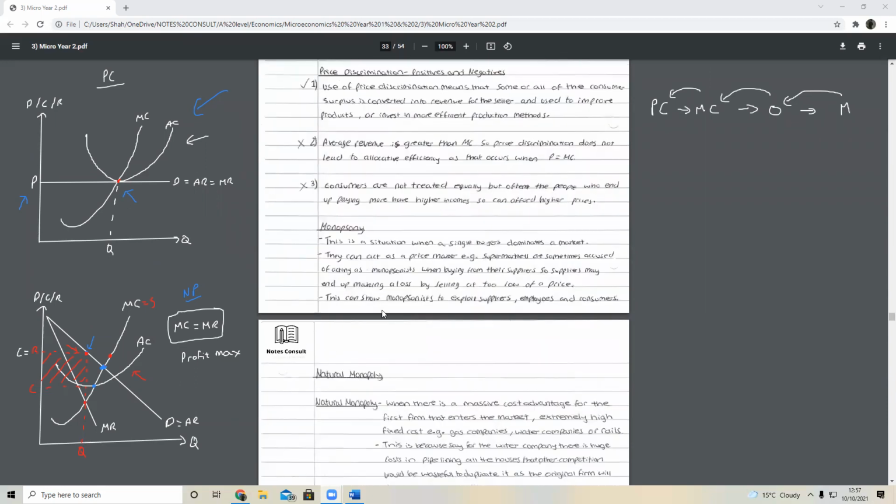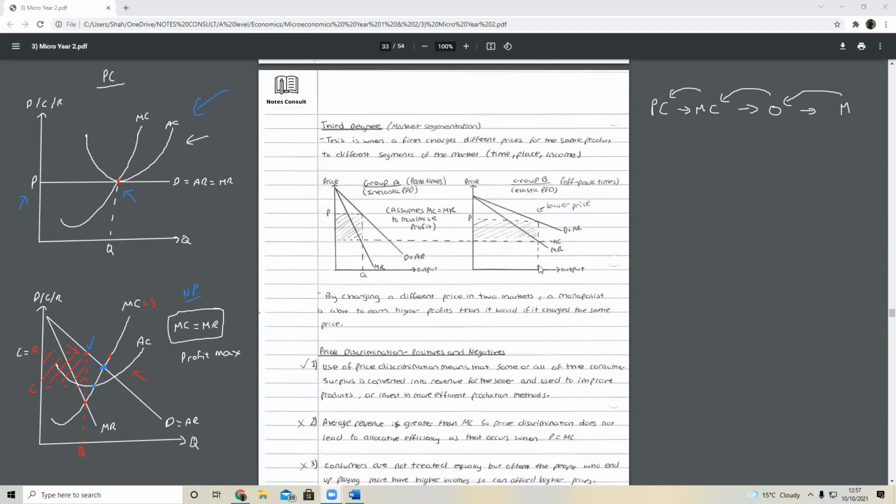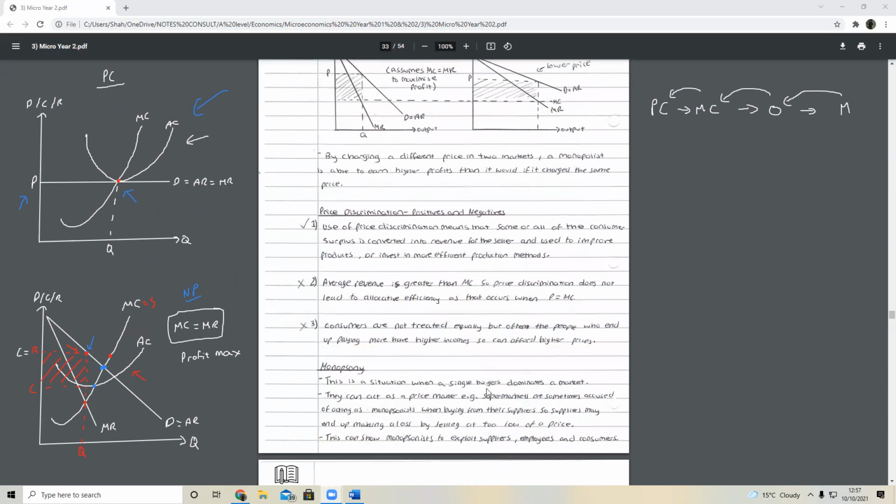A monopsony. There's something called a monopsony, which is also another market structure. This is a situation where a single buyer dominates the market. What we've just seen with a monopoly was a single seller. The opposite of a monopoly is a monopsony, where a single buyer is dominating the market, and they can act as a price maker, or, as we might see later in the labor market, a wage maker. For example, supermarkets are sometimes accused of acting as a monopsonist when buying from their suppliers. So suppliers may end up making a loss by selling at too low a price. A supermarket can be the sole buyer of fresh ingredients from farmers.